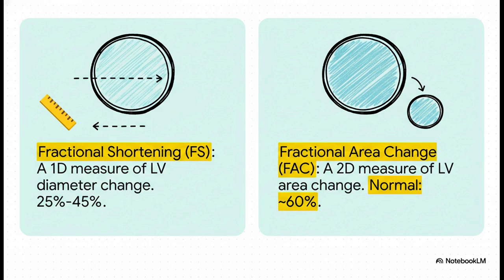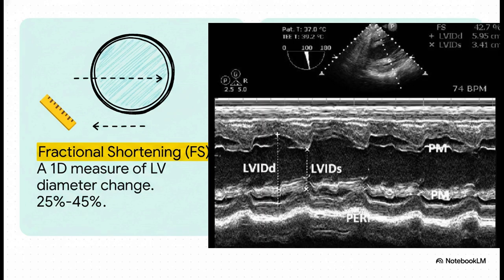First up, we have fractional shortening, or FS. Think of this as a simple, one-dimensional measurement. You're basically taking a single line through the ventricle and seeing how much that line shortens during contraction. It's quick, but it kind of assumes the whole ventricle is squeezing evenly.